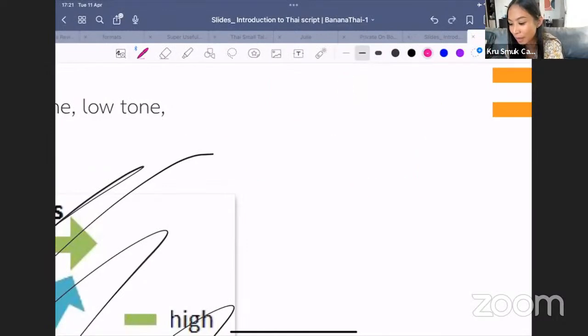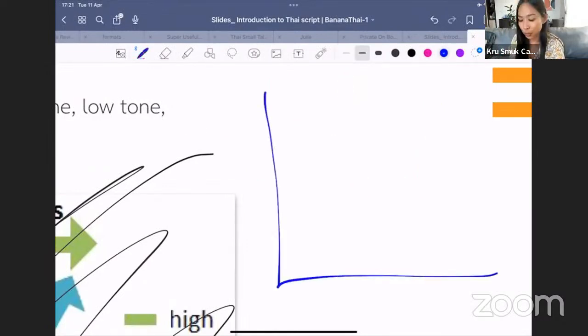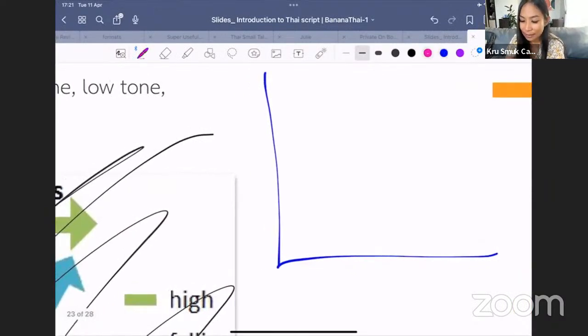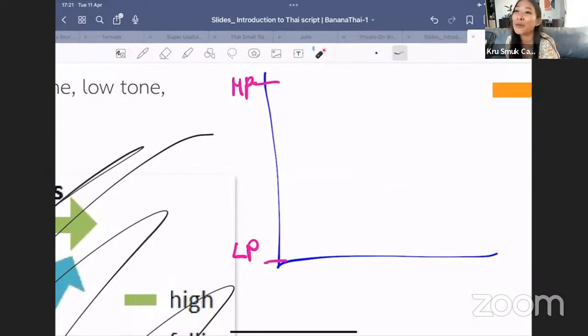Okay? First of all, let me draw a graph for you. This is a graph. This is a pitch window. High pitch and low pitch. My pitch and your pitch, of course, are different because I'm a woman and I tend to speak in a higher pitch than you. So don't follow me, otherwise you will sound like a lady. But find your own pitch range, okay? For example, let me show you. Let's say I'm pronouncing this word. Ma. Okay, ma. Ma.